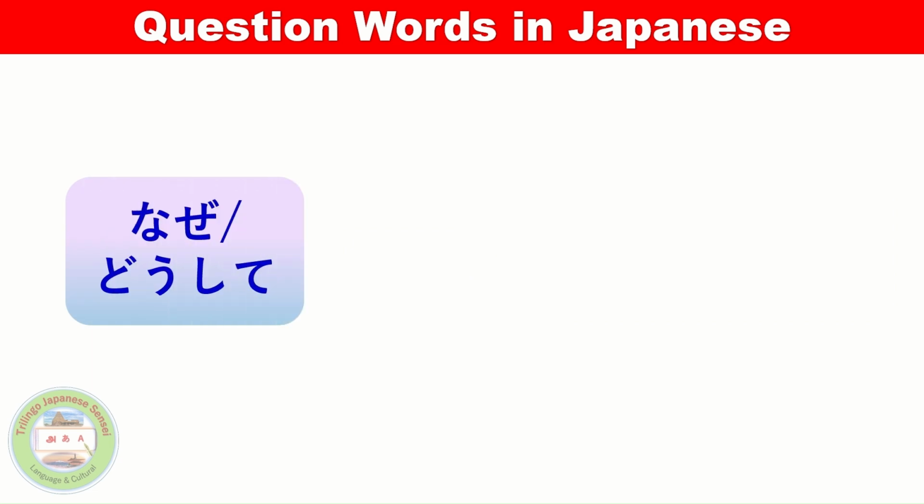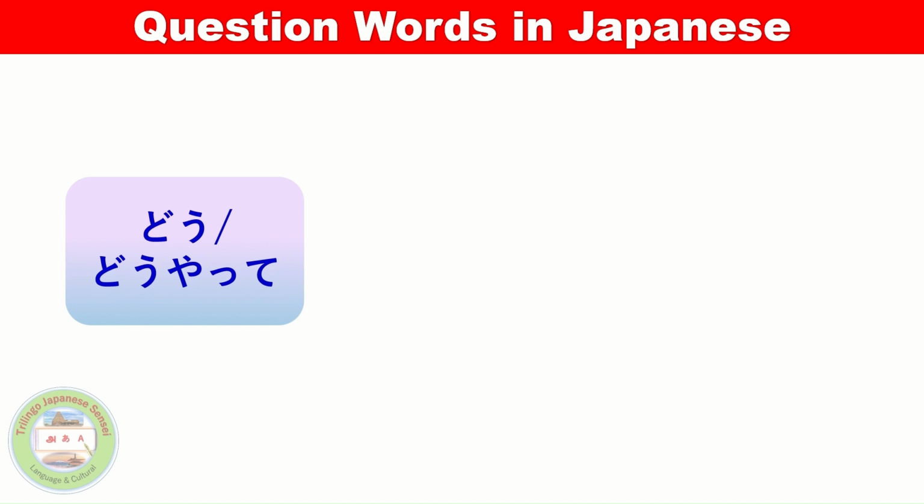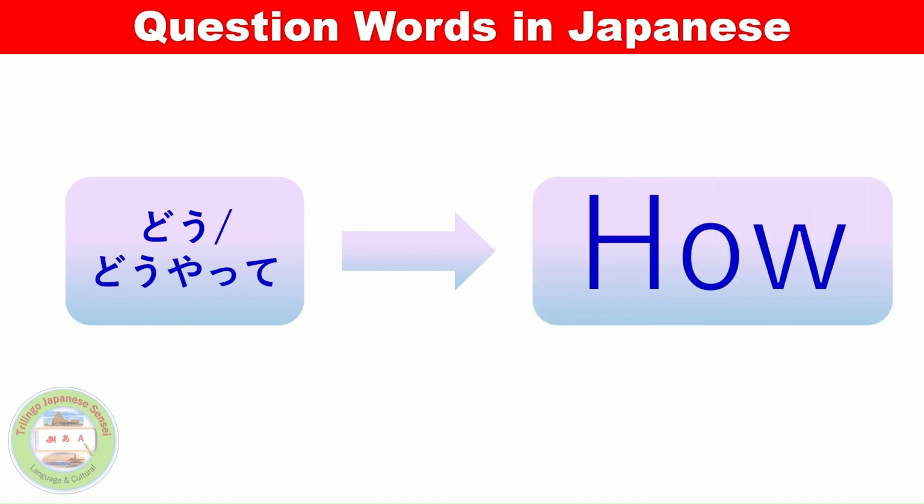The third one, naze or doshite. Naze or doshite both means as why. The next one, do or doyatte. Do or doyatte means how.